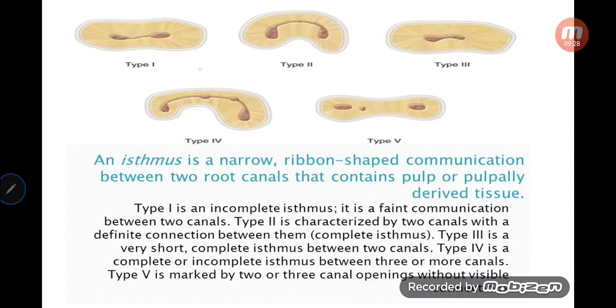These are different types of isthmus already posted on the group yesterday, and AIIMS people have already given many questions on this. Please go ahead, read about all the 5 types of isthmus.